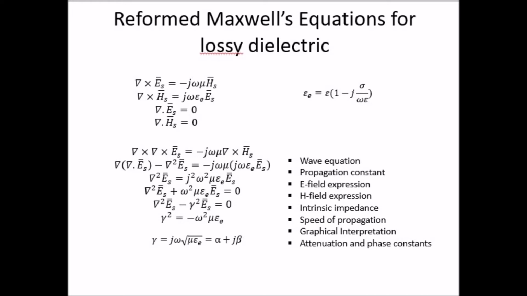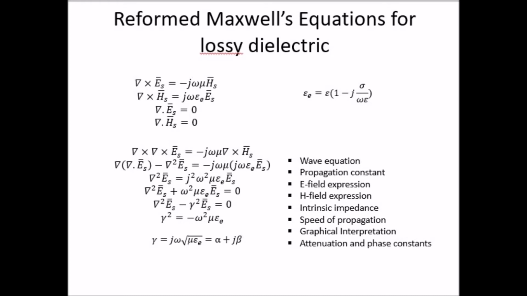As you see, divergence of Es is equal to 0 and curl of Hs is equal to j omega epsilon E Es. Now we simplify this expression. We get del square Es is equal to j square omega square mu epsilon E Es. Now j square is minus 1. We change the side and we will get del square Es plus omega square mu epsilon Es equal to 0.